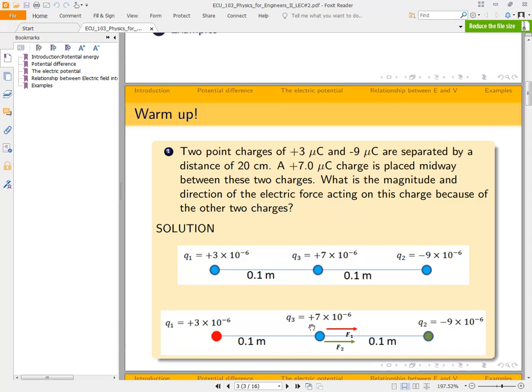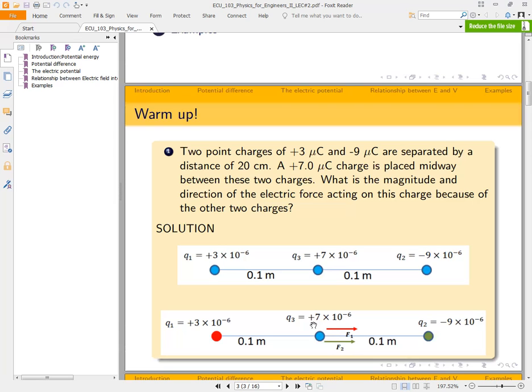Q3 is positive. We expect that Q3 will be repelled by Q1 because they are like charges. So I decided to use the red color to show the direction of the force in which Q3 will move as a result of being brought near Q1. Because Q3 is positive and Q1 is positive, you expect it to be repelled, to move away from Q1. So that's why you see the red arrow. Now you put that aside.